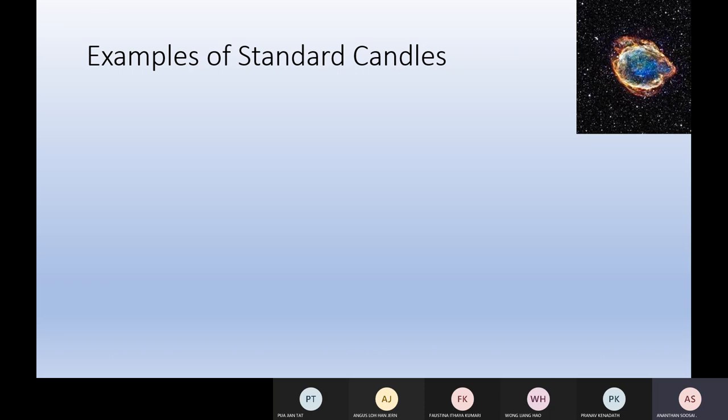Okay. That's not the only one that acts as a standard candle. We have another one: Type 1A supernova. Heard of supernova? What is a supernova? An explosion of a star.